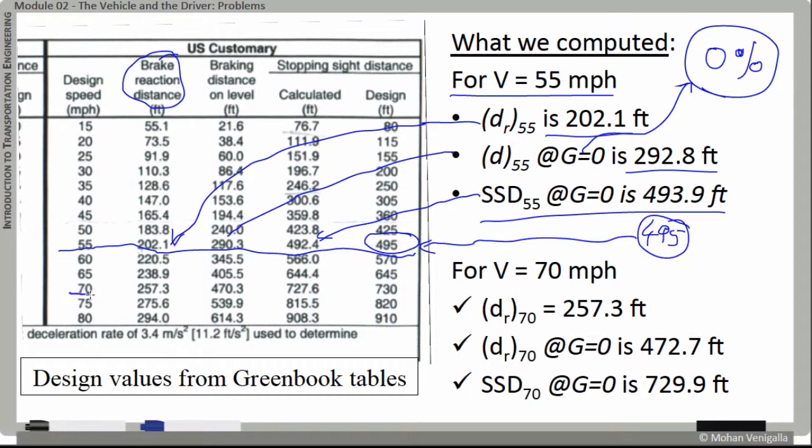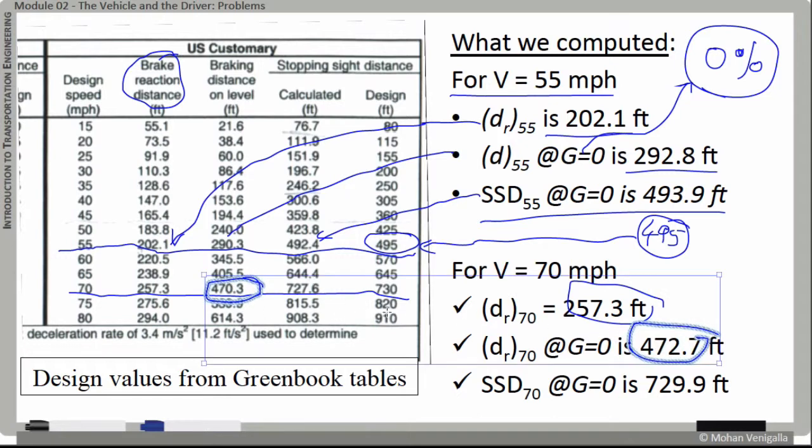Same thing you can see for the 70 miles per hour vehicle. This part is the same, and for the second part we got a slightly higher value, 470.3 versus 472.7. And for the third one, the total stopping sight distance, we have 729.9, the Green Book has 727.6, and the design value is rounded to the next 5 feet increment, which is 730 feet. So this is how the Green Book values are given to you.